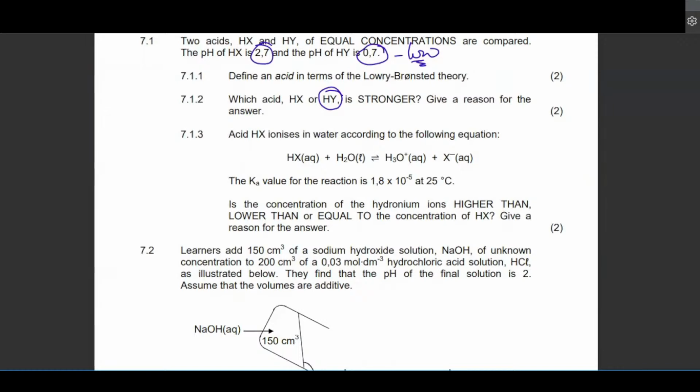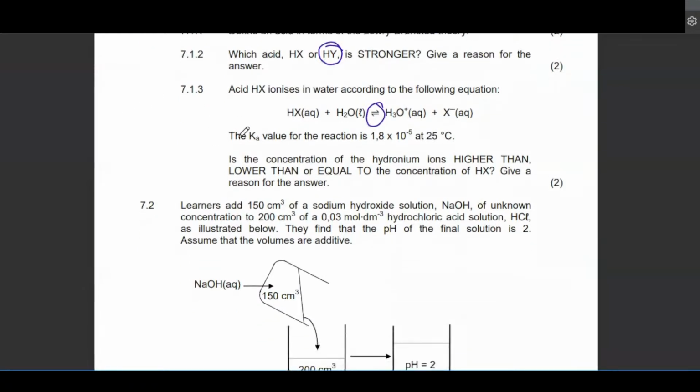Yes, it ionizes. But if you look at this symbol, it means that it is reversible. It means that it doesn't produce that amount of hydrogen ions. The K value for the reaction is this. Is the concentration of hydronium ion higher than, lower than, or equal to the concentration of this? The concentration of hydronium ion can't be higher than this. Why? Because this does not ionize completely.